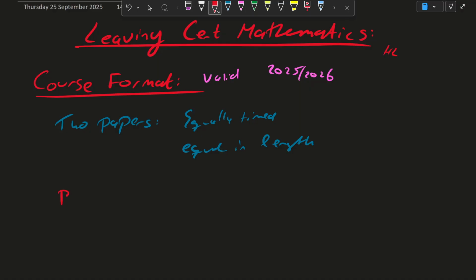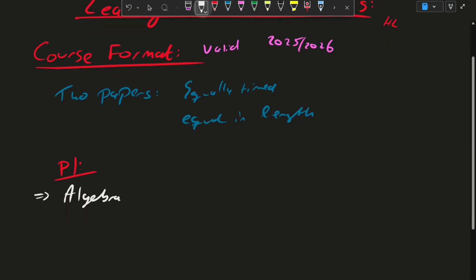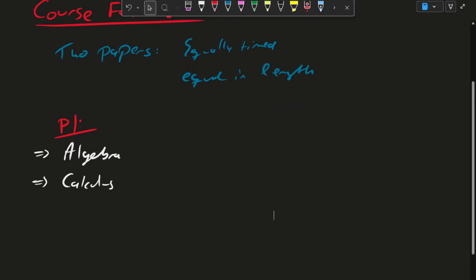In paper one, these main topics are like your abstract section. You wouldn't be dealing with a lot of figures. Instead, it's more algebra based than the paper two stuff. So you have a lot of your major algebra topics. Calculus as well comes up here. So calculus makes up a big part of paper one. They're the two major topics, but there are another few topics that can come in.